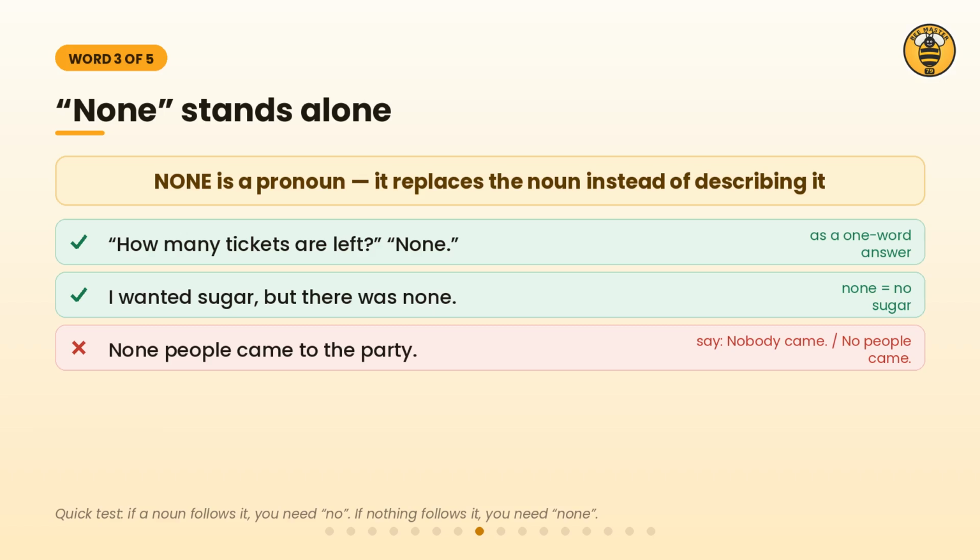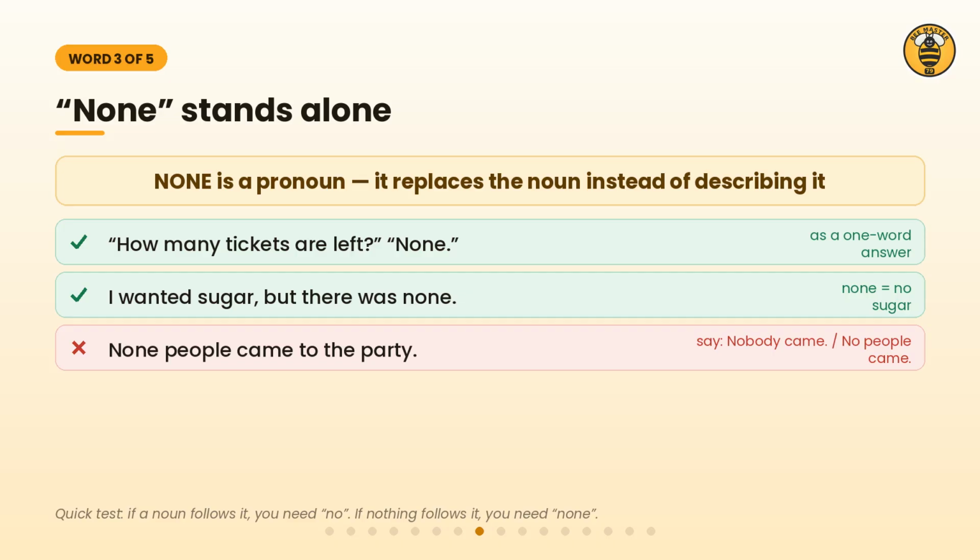I wanted sugar, but there was none. None there simply means no sugar. We do not repeat the word sugar because that is exactly the job none is doing. What you cannot say is none people came to the party. There is a noun after it, so none is the wrong tool. Say nobody came to the party.